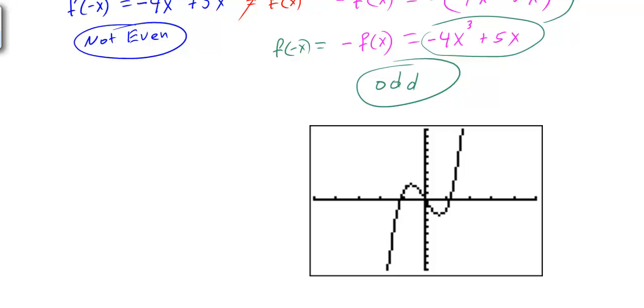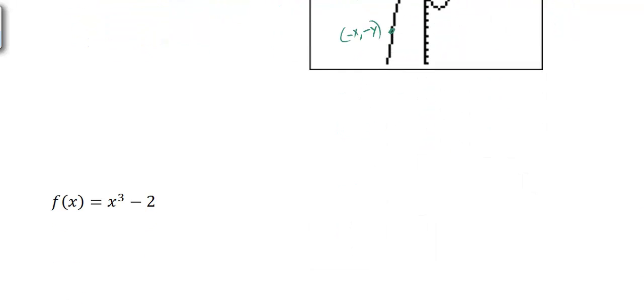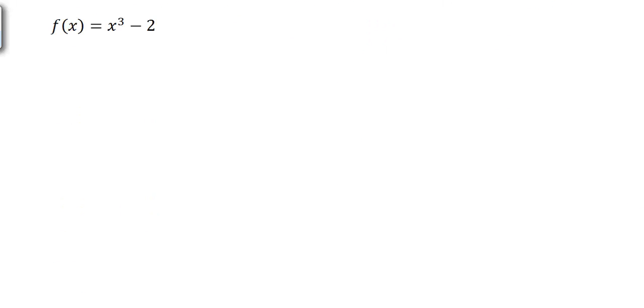And remember, symmetry with the origin basically says that if you have this point here, if you have x and y, then the point over here you're going to have -x and -y on the graph. So therefore we have an odd function. All right, one last example. f of x equals x cubed minus 2. We want to see if this function happens to be an even function, so we need to find f of negative x. So we would have a negative x cubed minus 2.